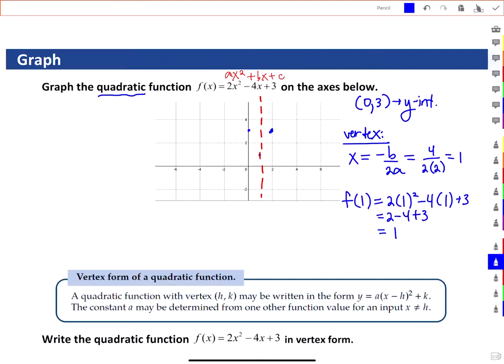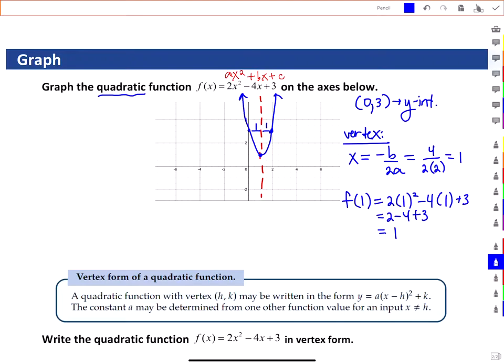I know that the distance between this intercept and my line of symmetry is 1. So I need to go 1 to the right of my line of symmetry. My here-ish was actually pretty accurate. Okay, so those are my 3 points, so I can make my parabola. Ooh, I guess that's pretty good.